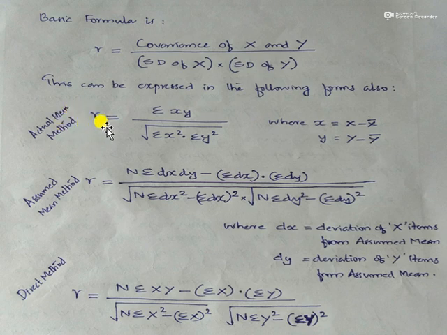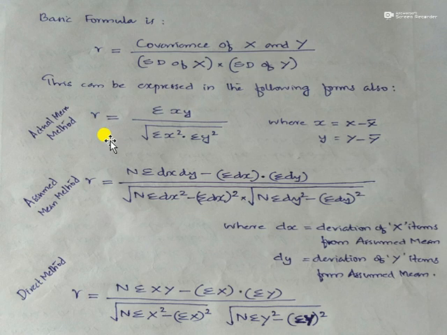Under actual mean method, r equals sigma xy divided by square root of sigma x square into sigma y square. Here small x is equal to x minus x bar and small y equals y minus y bar. This is the simple formula for computing Karl Pearson's coefficient of correlation, and this method is called the actual mean method.